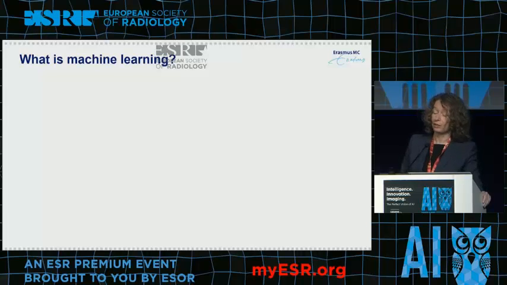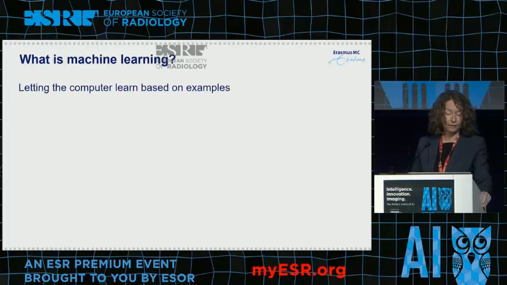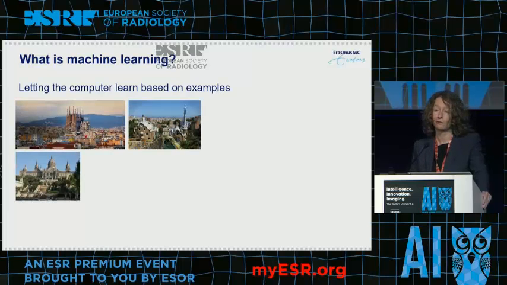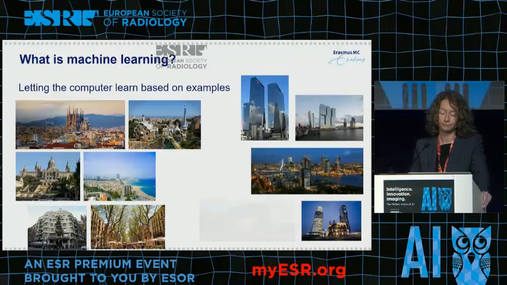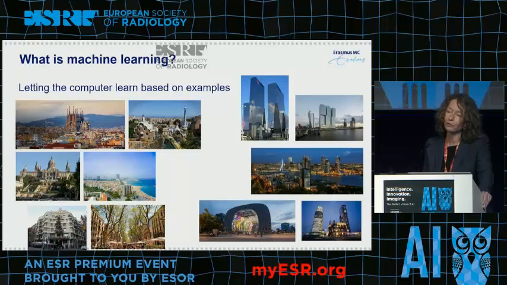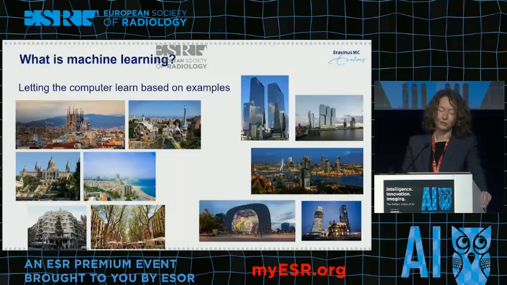But so what is machine learning? It is letting the computer learn based on examples. Now, if I'd give you some examples, some pictures, for instance, of lovely Barcelona, and on the other side, some pictures of Rotterdam, the city where I live. And I would give you a new picture taken in any of these two cities. Even if you hadn't been there, you would probably be able to find out which is which.